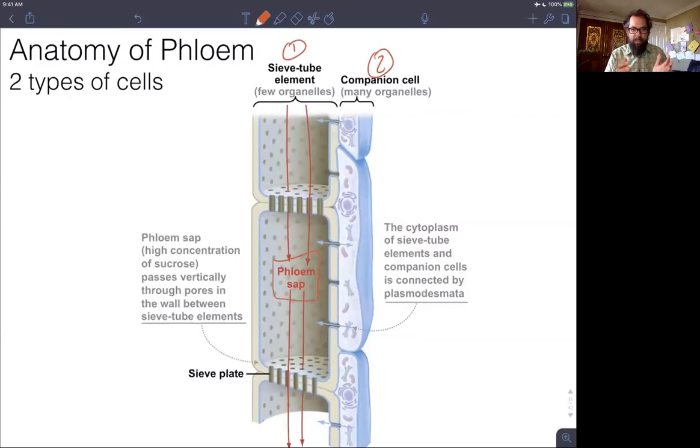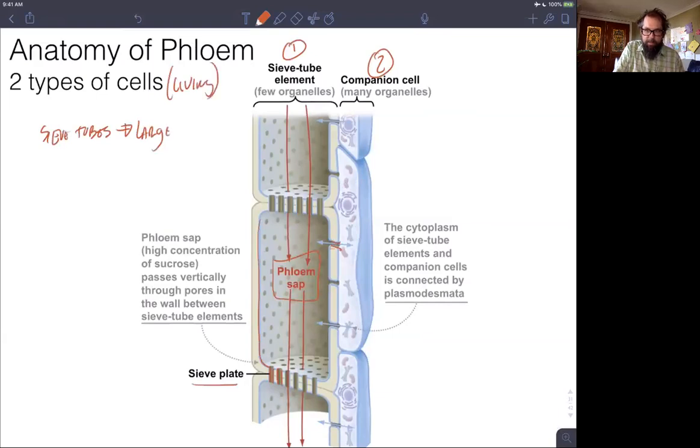That phloem sap has a really high concentration of sucrose that's moving vertically through it. These cells, while they have membranes, so these blue are the membranes around here, are connected by the sieve plates. These are pores through those membranes that allow for the bulk flow, as we learned before, of phloem sap through these columns of sieve tube elements. These are living cells, and those living cells are connected by plasmodesmata to companion cells.